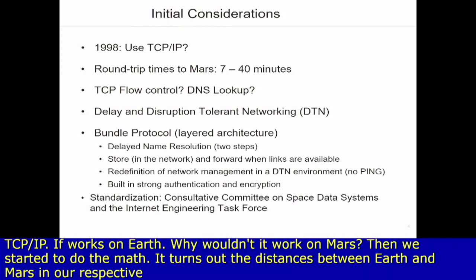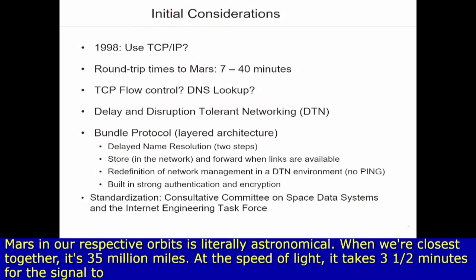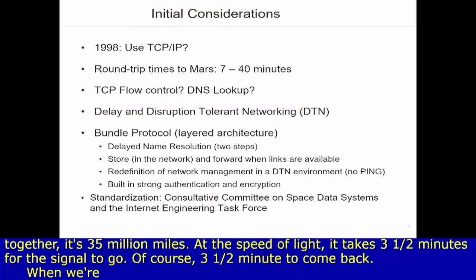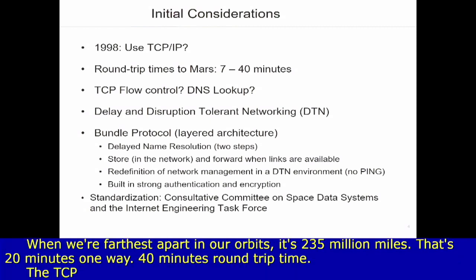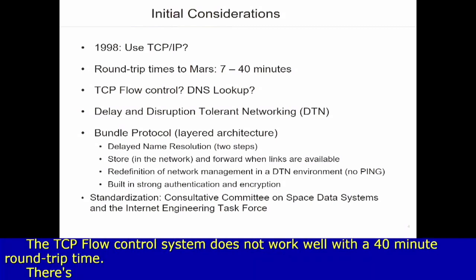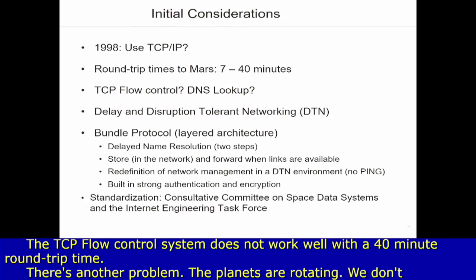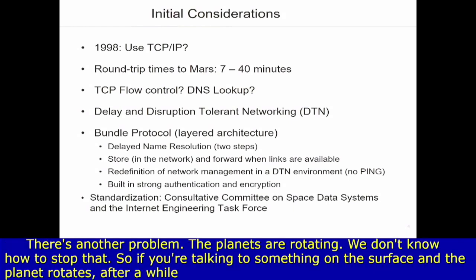Next year. So we decided to start working on an interplanetary backbone network. We ought to be able to use TCP/IP. It works on Earth. Why wouldn't it? Between Earth and Mars, it takes three and a half minutes for the signal to go, and of course, 3.5 minutes to come back. When we're parting our orbits, it's 235 million miles. That's 20 minutes.